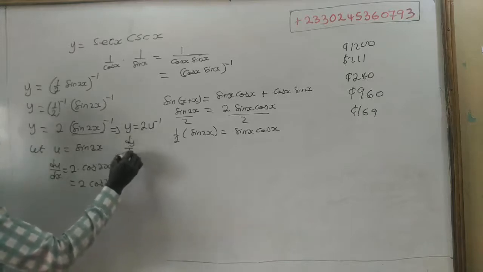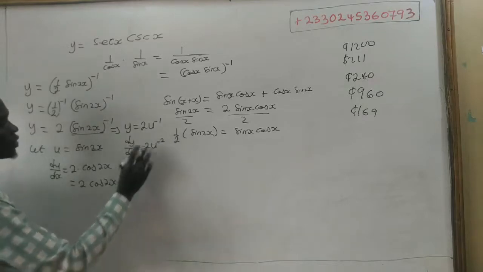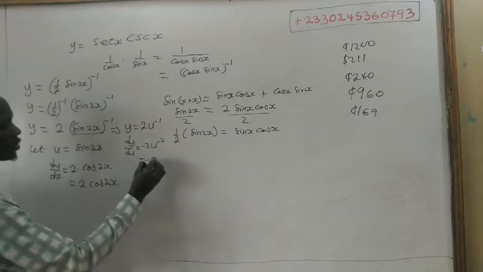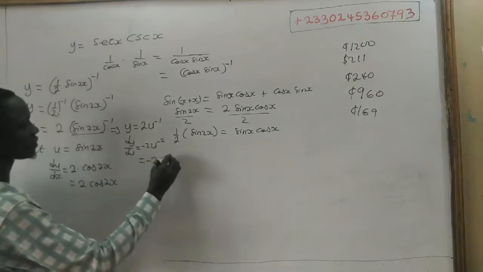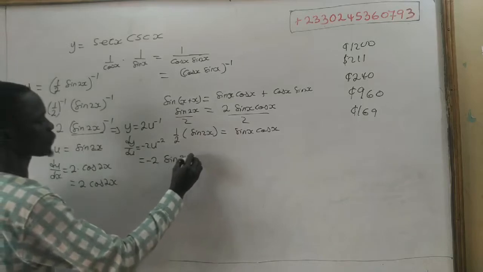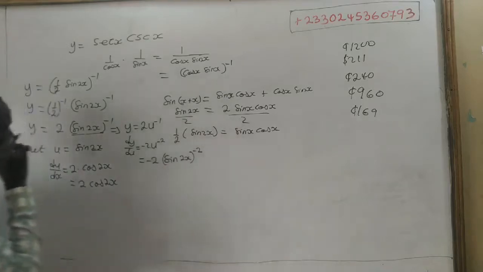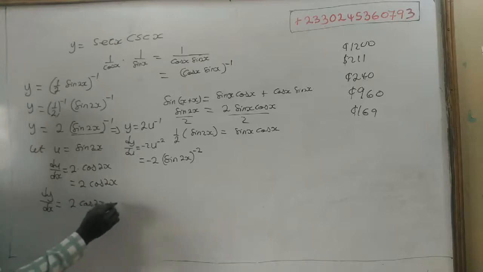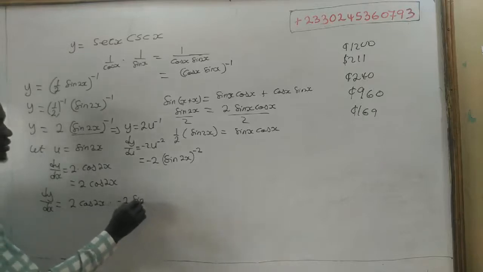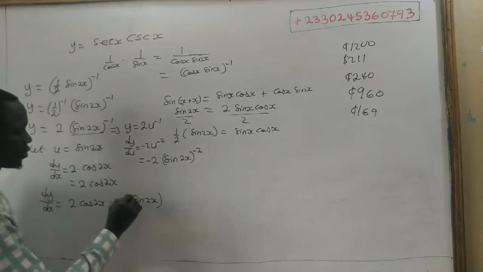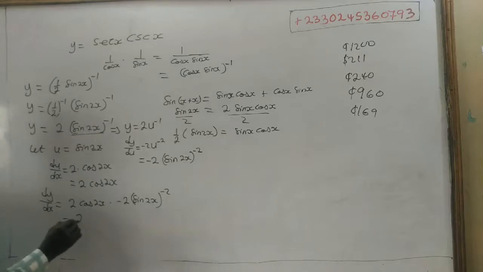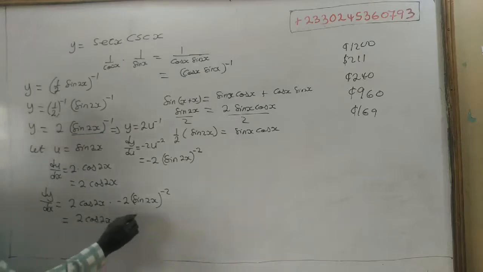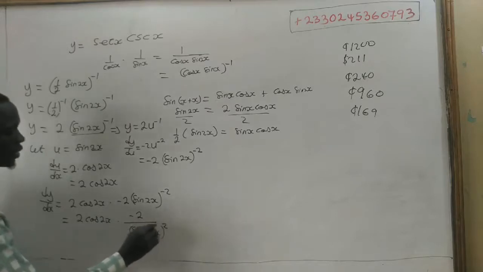And here, dy on du will give us -2u to the power -2. Yes, -2 is there. So this will give us -2. And what is u? u is sine 2x to the power -2. So here the derivative of y with respect to x will be giving us 2 cosine 2x dot minus 2 sine 2x to the power negative 2. So we are going to get this as 2 cosine 2x times negative 2 divided by sine 2x all squared.